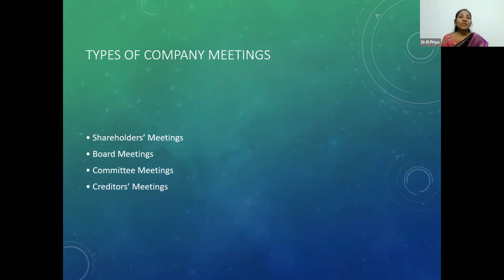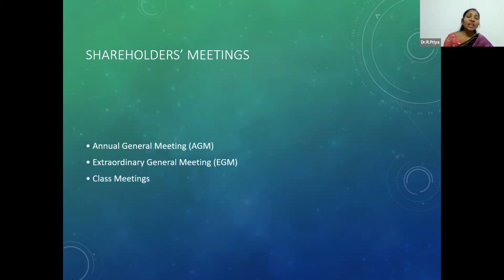So these meetings protect the creditors' interest and ensure fairness during the financial restructuring process also. So each type of company meeting serves a distinct governance purpose, collectively ensuring lawful decision making, accountability, and stakeholder protection within the corporate framework.